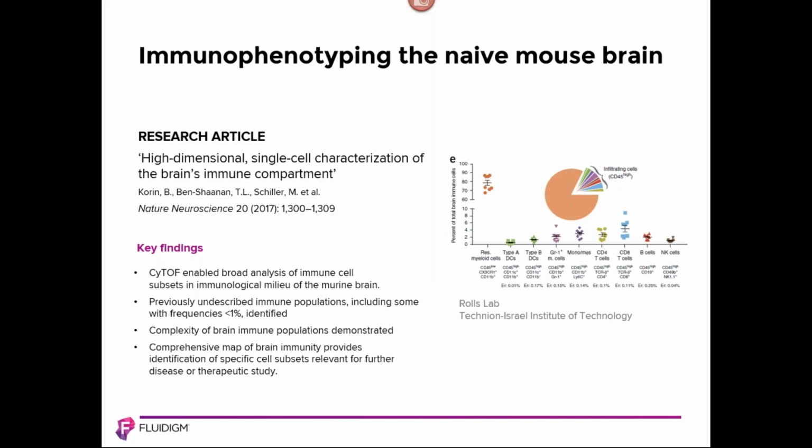Use of a 37-marker CyTOF panel enabled broad analysis of immune cell subsets in the immunological milieu of the murine brain. Previously undescribed immune populations were identified, including some rare subsets with frequencies of less than 1%. The study also demonstrated the complexity of immune populations in the brain. This comprehensive map of brain immunity provides identification of specific cell subsets relevant for further disease or therapeutic studies.